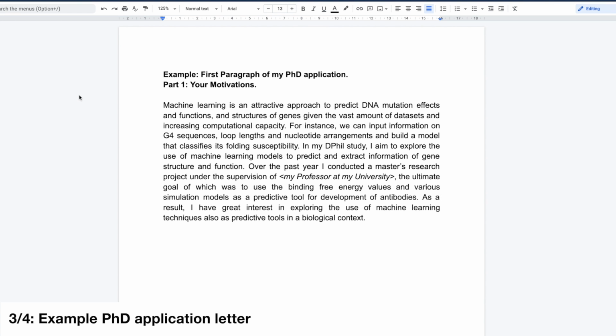Here is an example of the first paragraph of my PhD application letter. Just a disclaimer, this is by no means the only way, nor is it the best way to write the PhD application, but since I got invited for many interviews and got offers, I think it is at least a good starting point for you.